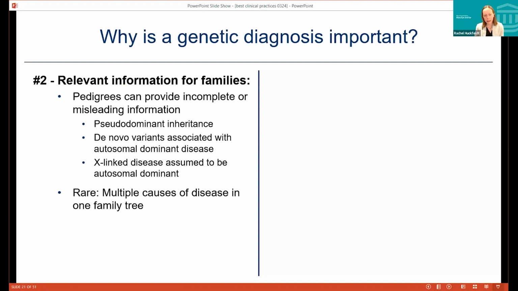And then although it's rare, every now and then, even though maybe there's multiple generations of one gene causing disease in a family, every now and then we'll find a second gene in there that we wouldn't have known to even think about had we not done genetic testing.